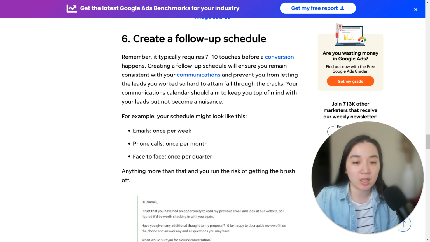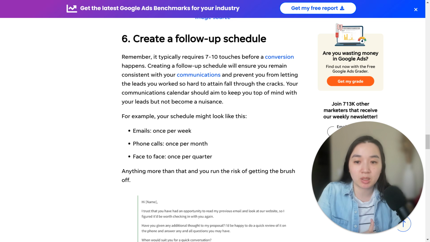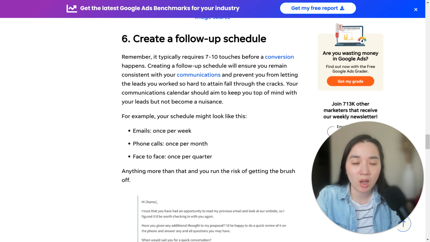So we need to set up a communication calendar and cadence. And here's an example: emails once a week, phone calls once per month, face-to-face once per quarter.